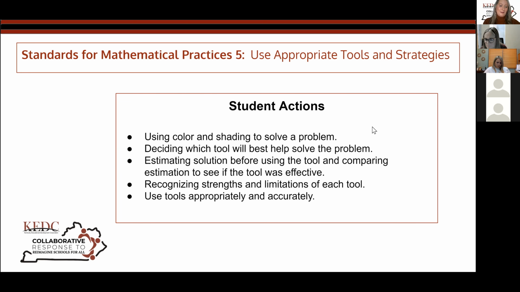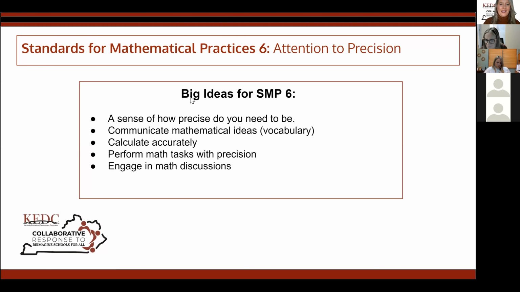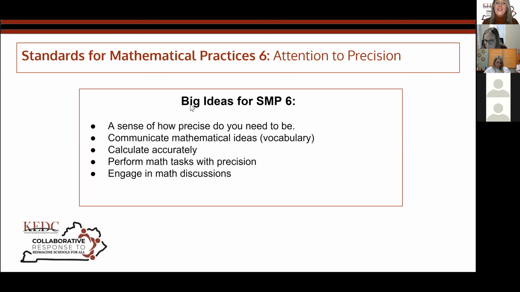Our math practice number 6 is attention to precision. I love this one because we sometimes get into our head that precision is the right answer, but that's not necessarily what we're talking about. When we're talking about attention to precision, we're talking about the vocabulary that we're using. Am I using the correct mathematics vocabulary to get my idea across?